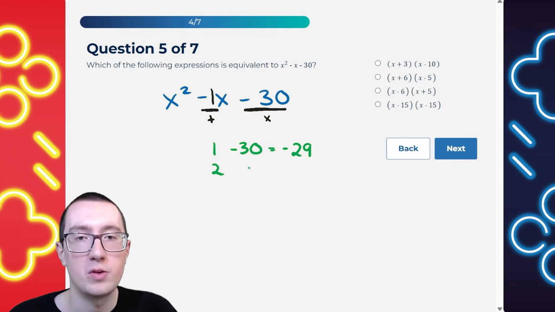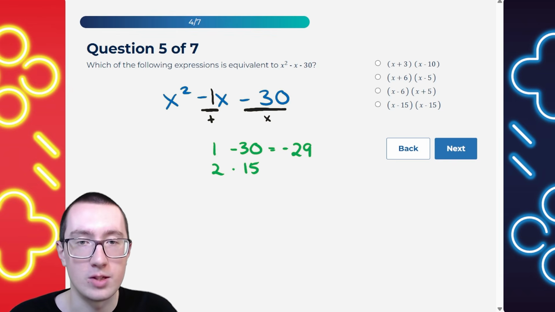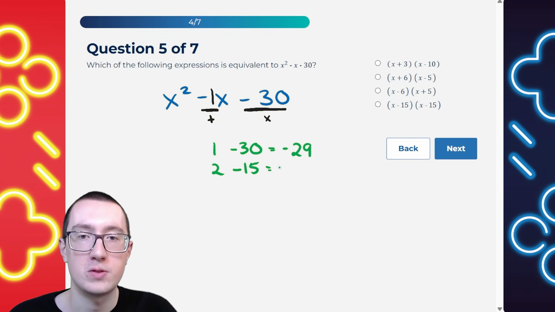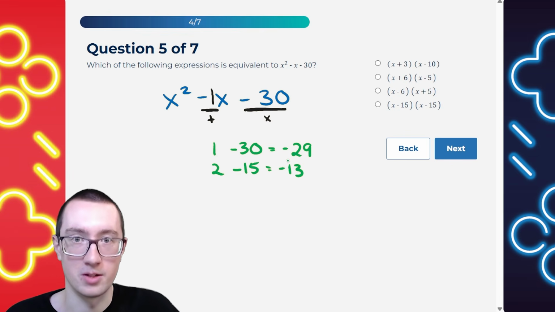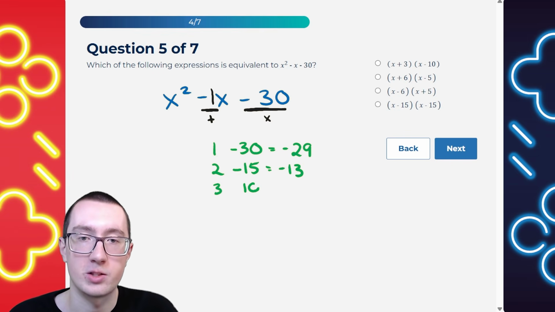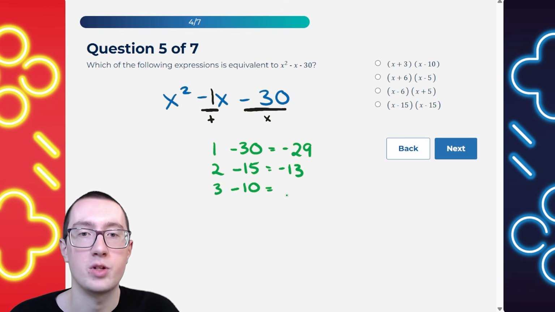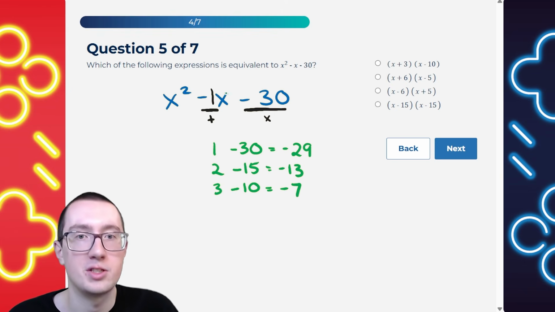What about 2 and 15? Those multiply to 30. Again, we're going to put the minus sign on the bigger number so that we'll add to a negative number. And 2 minus 15 is -13. That's still not what we're looking for, but we're closer. Now, also 3 times 10 is 30. Again, we'll put the minus sign on the bigger number. And 3 minus 10 is -7.